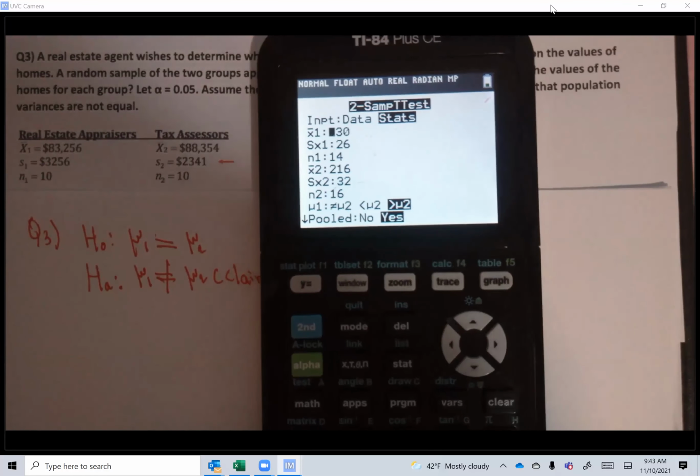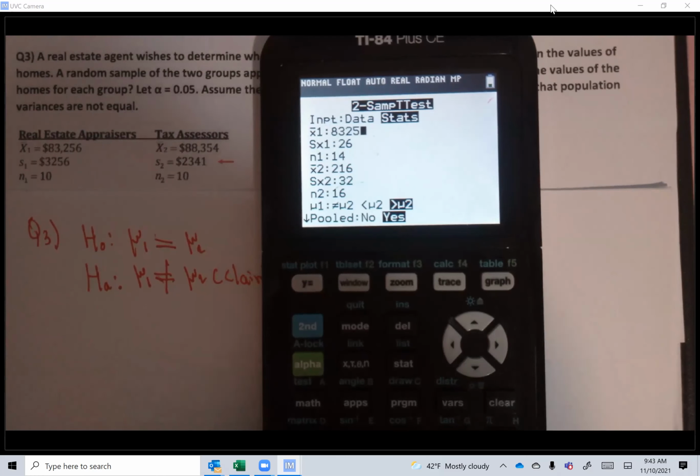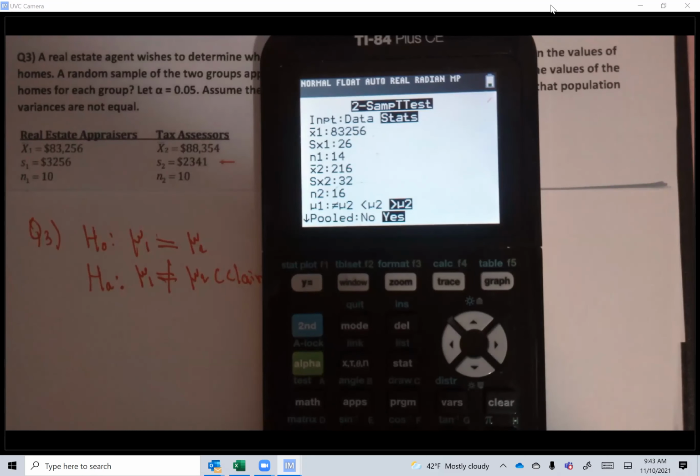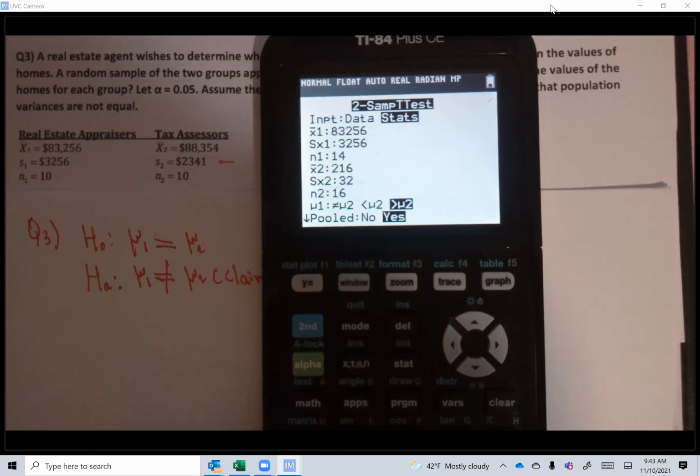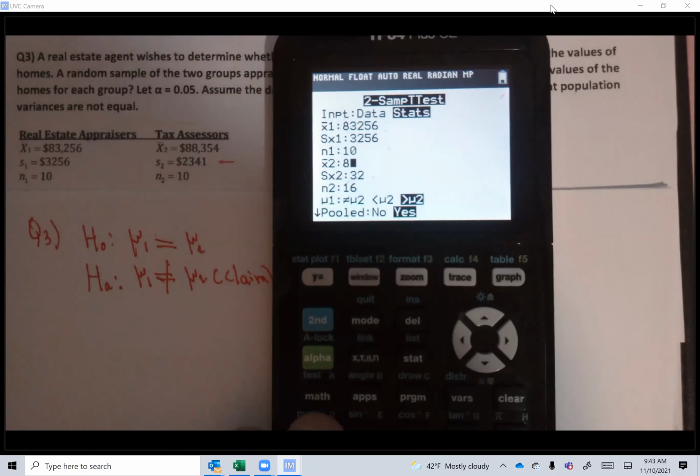Hypothesis testing. X1 bar is 83,256. That's the assessed value by real estate. S1 is 3,256. N1, 10 homes. X2 bar, guys, this is the tax assessors. I suspect the tax assessors always will try to do more higher value because they want to charge us more taxes. S2 2341. N2 is 10 and not equal to.